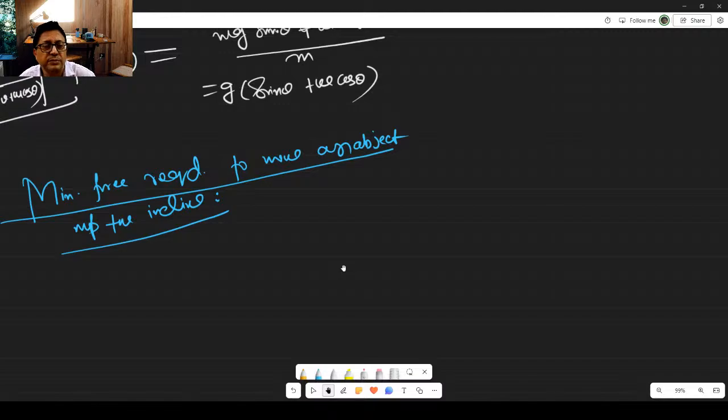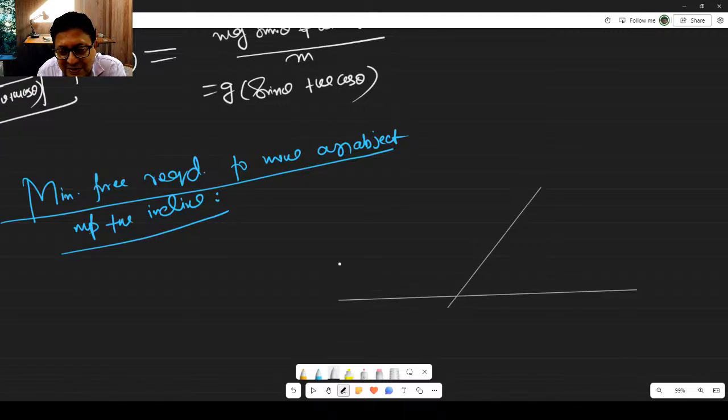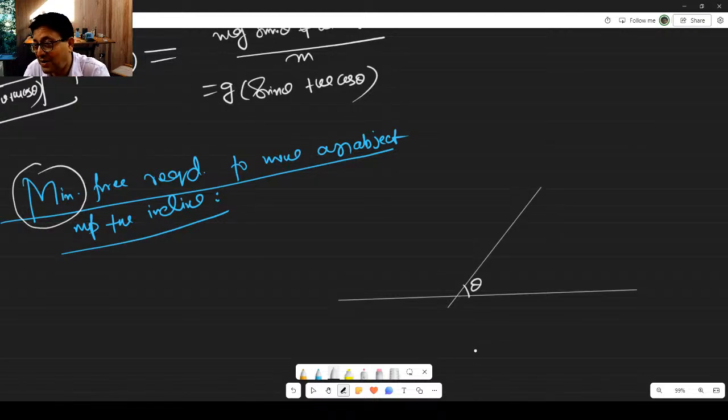F external greater than mg (sin theta plus mu k cos theta). But then what is the acceleration? What is that force? Is it equal or greater? Greater. Then will it have acceleration or not? It will have acceleration. I asked for minimum force. Minimum, see, it is written. So learn it in detail.